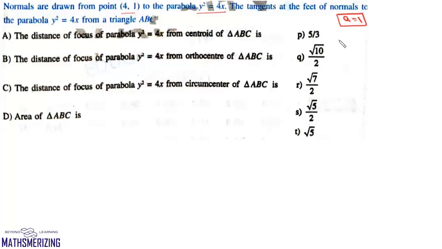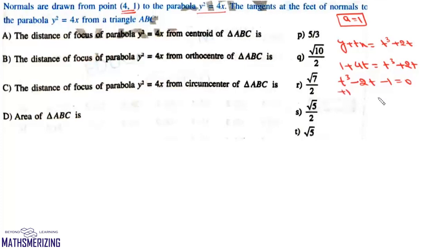The equation of the normal in parametric form will be y plus tx equals at cubed plus 2at, and a here is 1, so it'll be simply 2t. We need normals passing through (4, 1), so we'll put x as 4 and y as 1. So it'll be 1 plus 4t equals t cubed plus 2t. So it'll be t cubed minus 2t minus 1 equals 0.